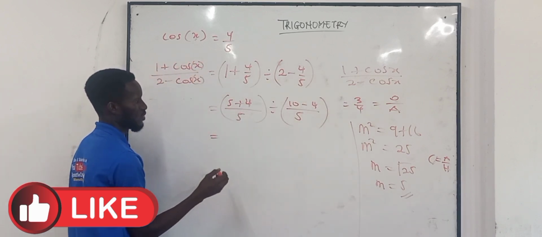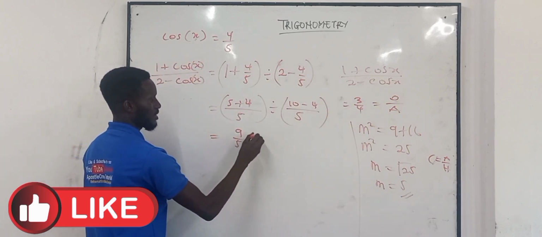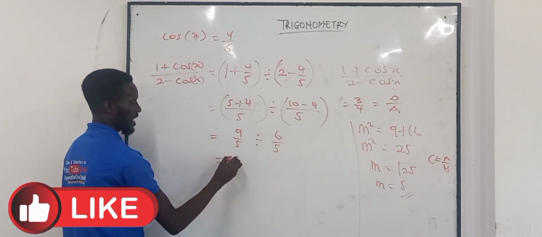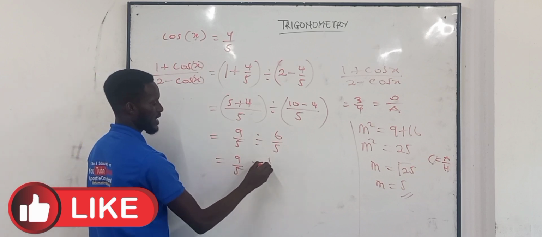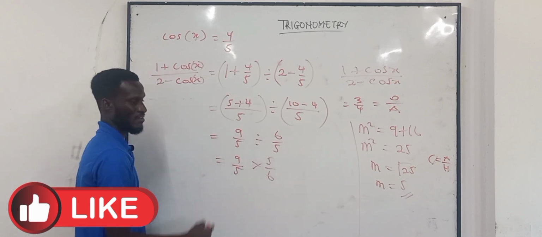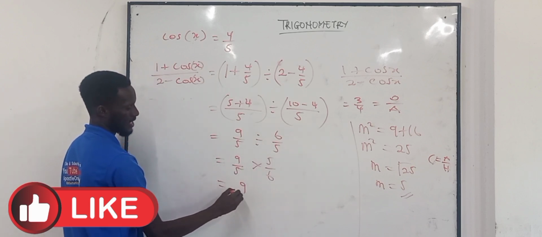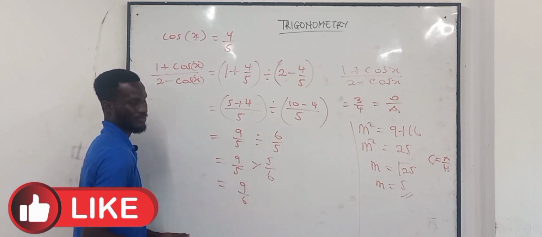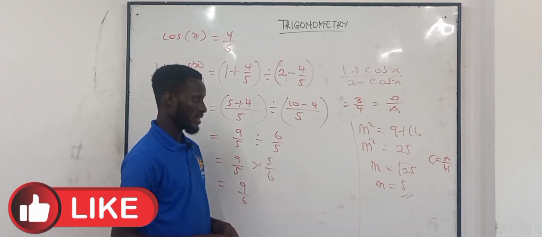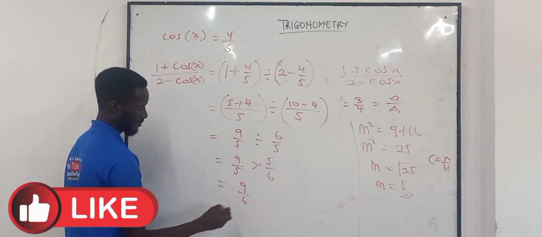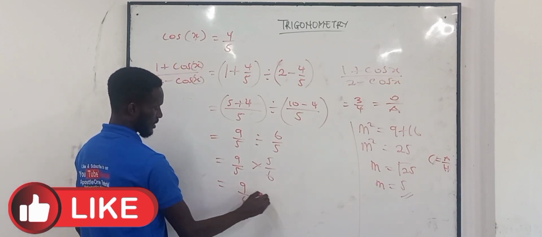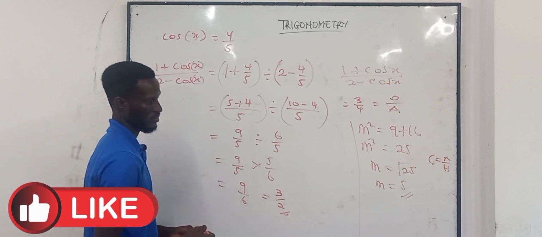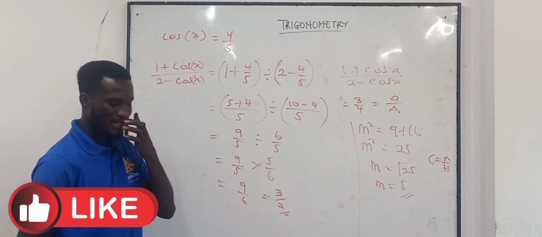So this one will give us 9 over 5 divided by 10 minus 4, which gives us 6 out of 5. Now we reciprocate, then 5 will cancel 5. It will give us 9 out of 6. The number that can go into 9 and 6 is 3. So 3 going into it will give us 3 out of 2. These are as simple as ABC.